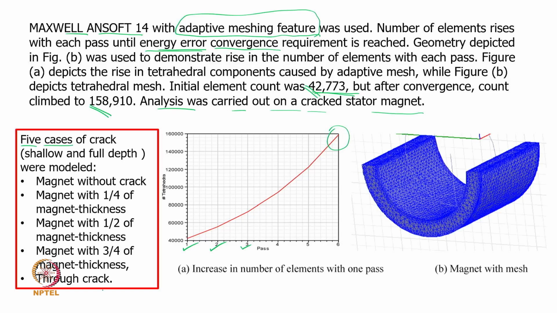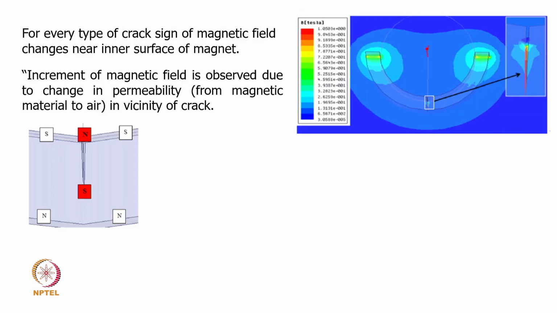One is the magnet without any crack at all, no crack at all. One is 1/4 of the magnet thickness, as I mentioned that this is a thickness. So, 1/4 of the magnet thickness, then 1/2 of the thickness, then 3/4 and then a through crack. Will there be significant variation if a crack happens in this manner?